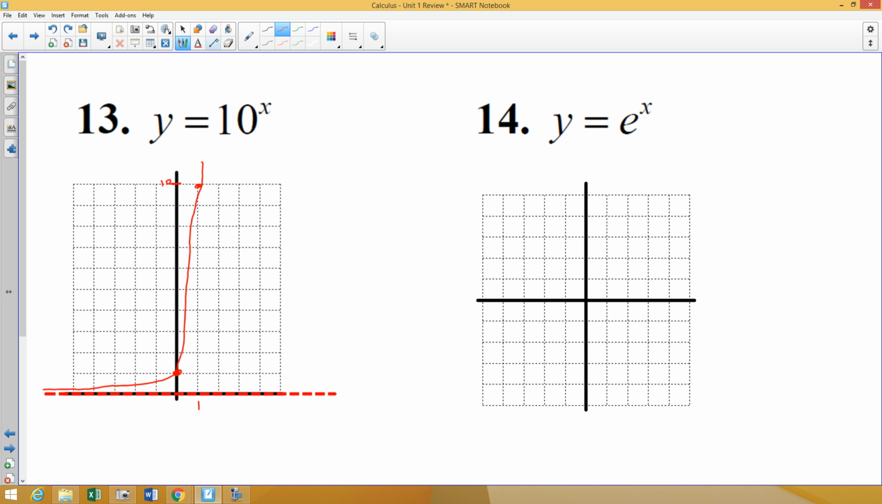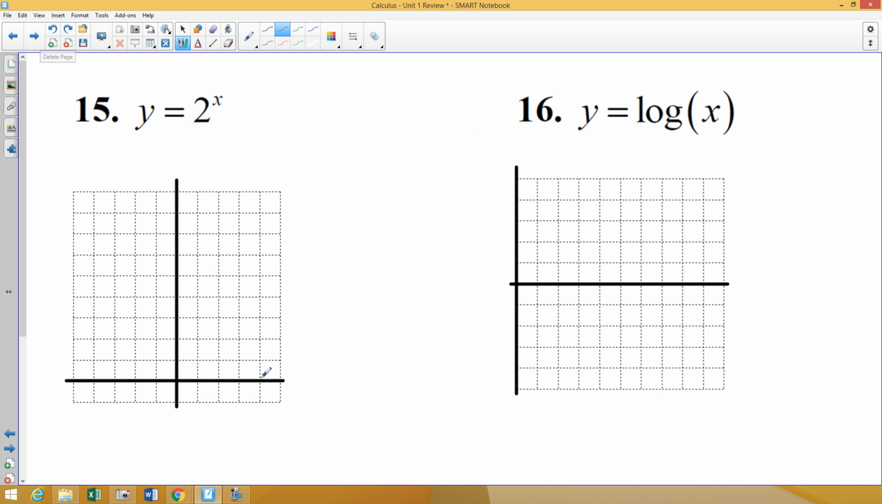e to the x is also exponential, so it will also have a horizontal asymptote on the x-axis. e to the 0 is 1, just like 10 to the 0 is 1. But when I plug in 1 for x, e to the first power is going to be e, which is about 2.7. So I'm going to go through the point (1, e), following the same general trend as 10 to the x. There we go.